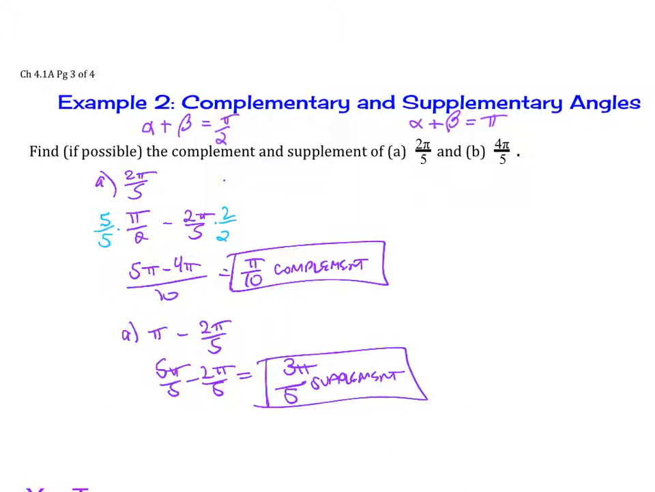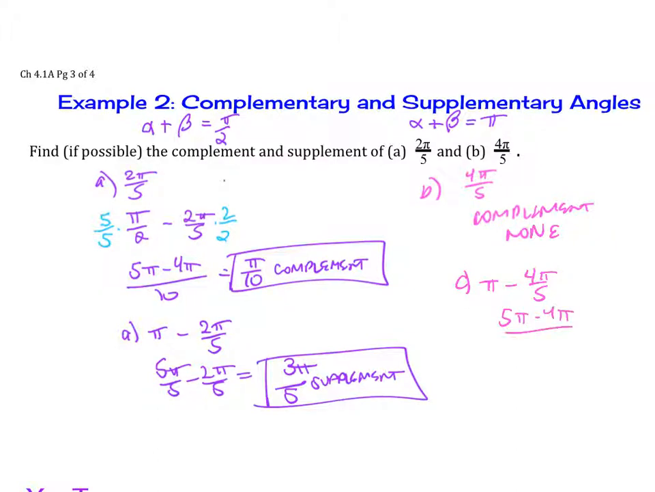So let's try this next example, B, 4 pi over 5. Well, we can tell that that's past pi over 2. So in this case, for the complement, there's none because it's greater than pi over 2. So this has no complement. Now for the supplement, we're going to do pi minus 4 pi over 5. So that's 5 pi minus 4 pi all over 5, which is just pi over 5 as our supplement.